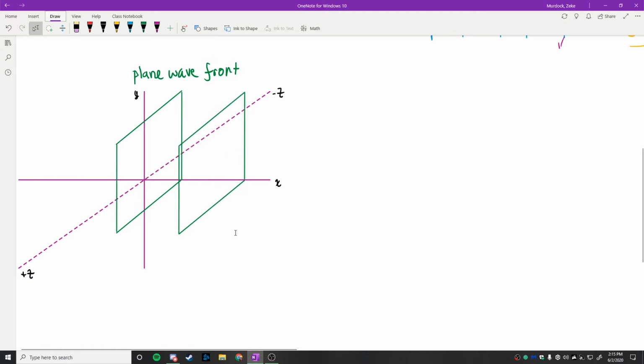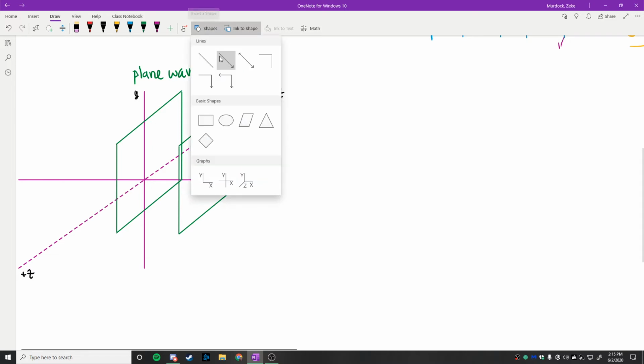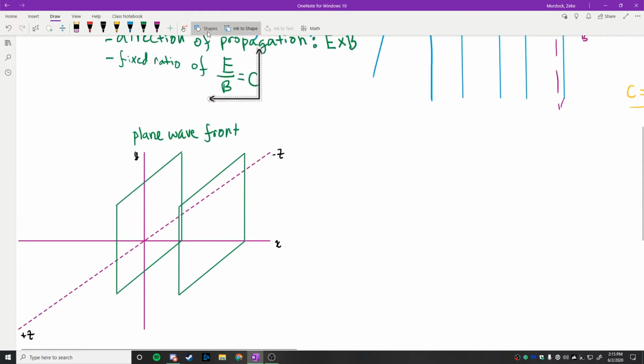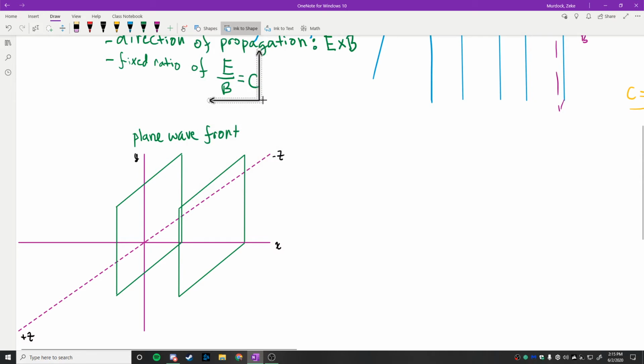On these waves, we can indicate what they're composed of. Each one of these waves is going to have an electric field and a magnetic field. So inside of this, I'll draw arrows, I guess. I'm going to continue to use the shapes. So we'll go with this arrow. Each one of these waves is going to have something like this: an electric field pointing in the z direction, like this.